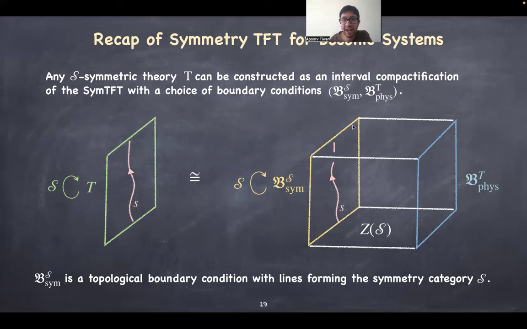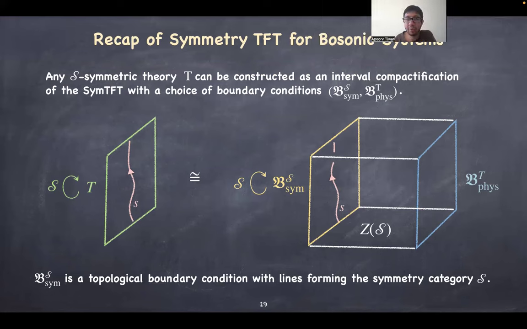So let me first recap how it works in the bosonic setup. Any S-symmetric theory T can be constructed as an interval compactification of the SymTFT with certain choices of boundary conditions. So there's a topological boundary here referred to as B sym S.